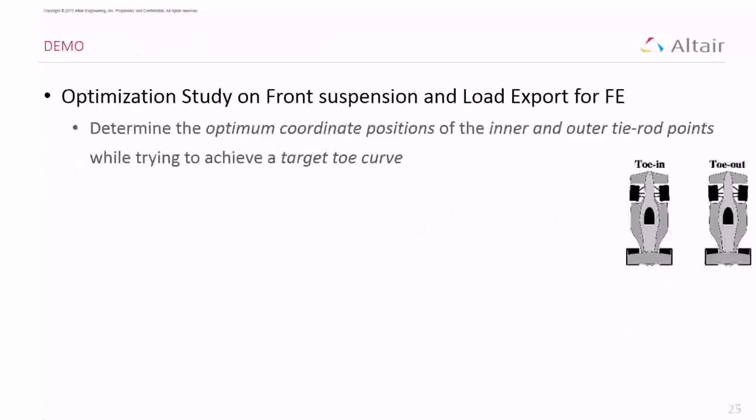Now we will be seeing a demo of how to use this vehicle library. Before that, to give you a brief, the objective of this demo is to show you how to perform an optimization study on your front suspension model and export loads for FE format. So what we will be doing here is choosing the inner and outer tie rod points and decide on the optimum coordinate positions, rather allow HyperStudy to determine these optimum coordinate positions to achieve a target toe curve.